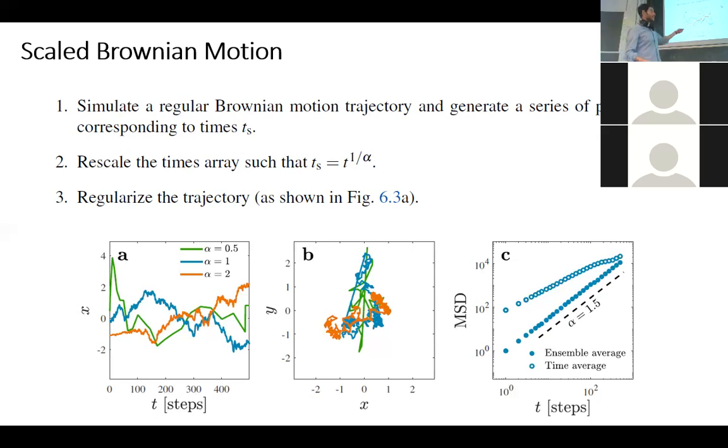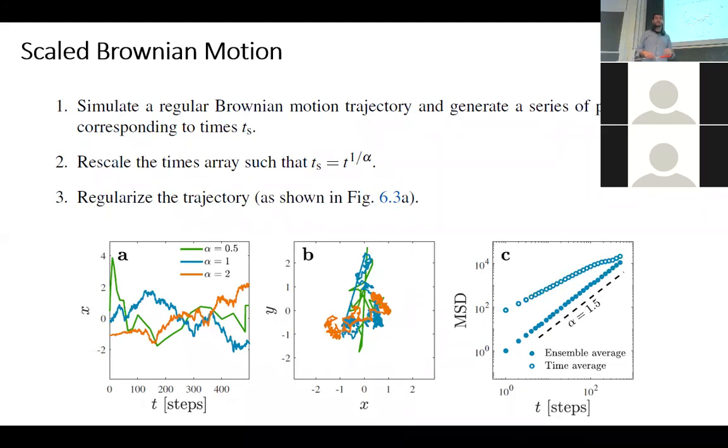But if alpha is equal to 2, I am scaling my time array by taking the power of 1/2, which means I will rescale my time like this: 0, 1, and so on. Of course, these are regularized trajectories. You see that I am taking similar steps, but less time has elapsed between steps over time, right? If alpha is larger than 1, this means my steps are going to get larger and larger over time.